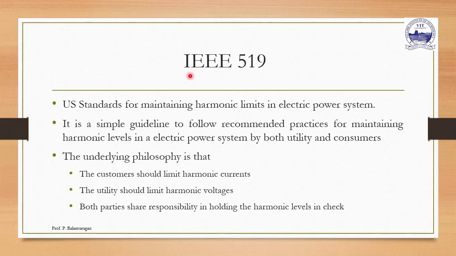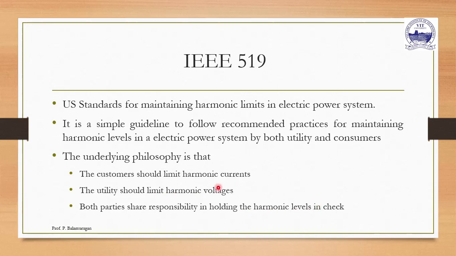Coming to the details of IEEE 519, it's a US standard for maintaining harmonic limits in the power system. It's simply a guideline to follow as a recommended practice for maintaining the harmonic levels, and we are accepting it as a standard. The underlying philosophy is that the customer should limit the harmonic currents, the utility should limit the harmonic voltages, and both parties have the responsibility of holding the harmonic levels in check.